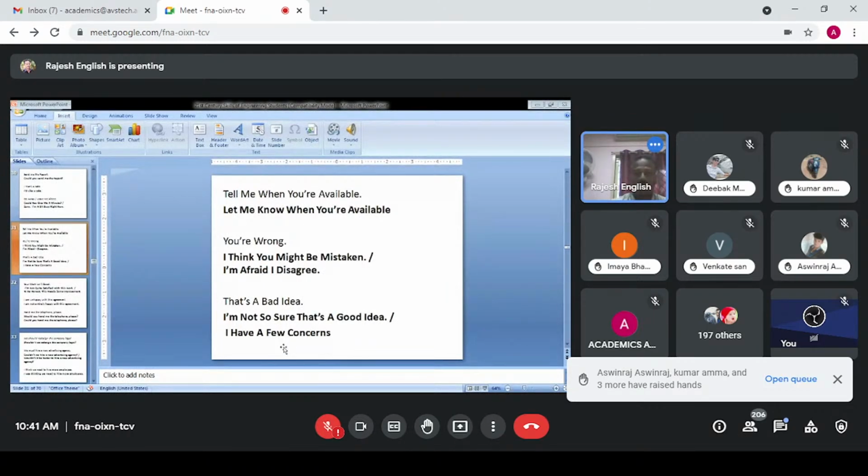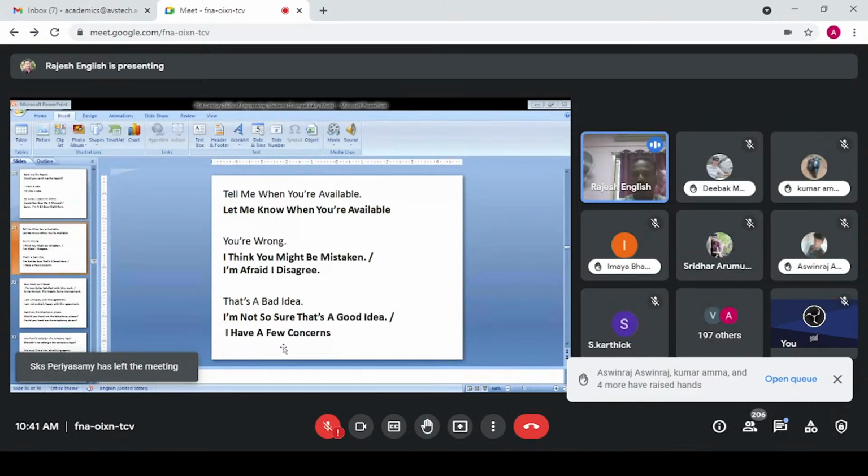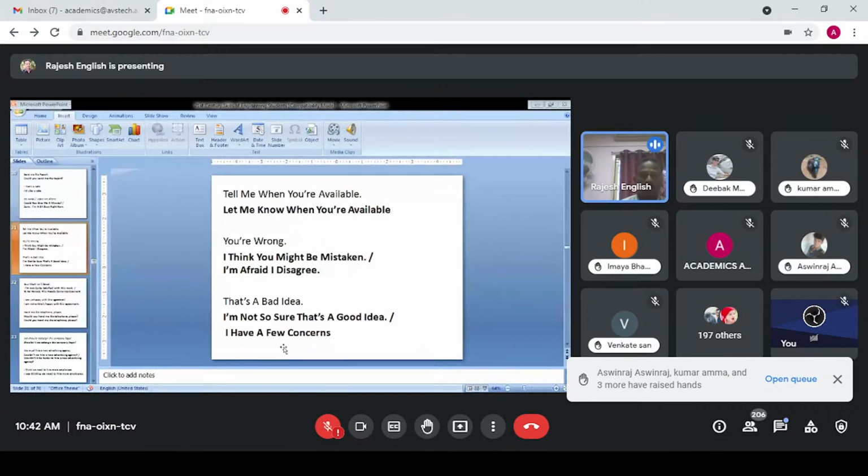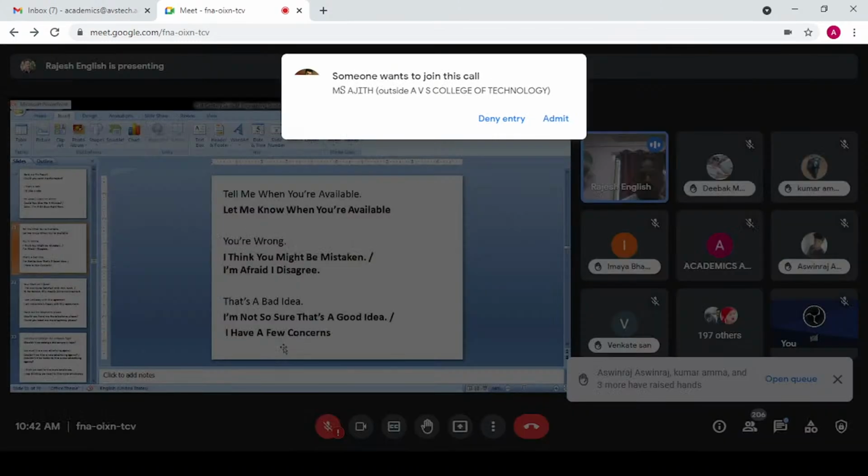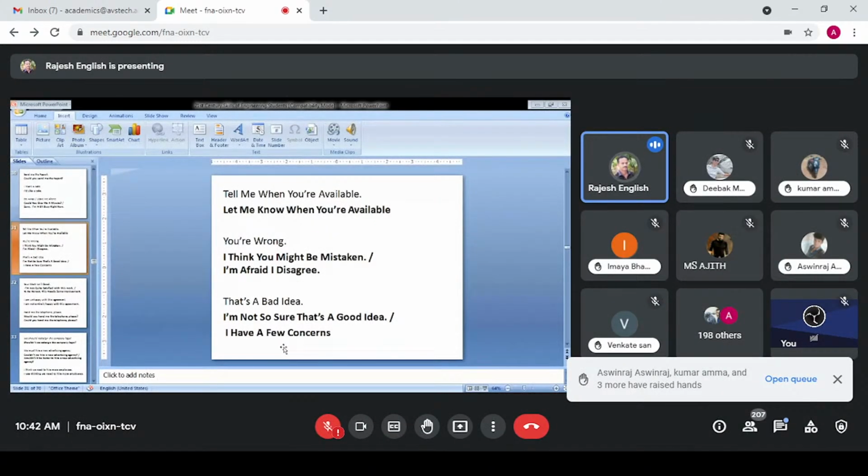Instead of telling someone "You're wrong," you can say, "I think you might be mistaken. I'm afraid I disagree with it." This is the polite form. Instead of completely opposing a person, you can simply say, "I think you might be mistaken." In group discussions, conferences, or symposiums, or even if you don't understand certain concepts, you can use this kind of language. If you say "You're wrong," it may hurt the person. Instead, politely, you can make him understand.